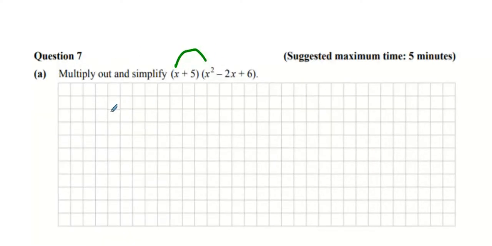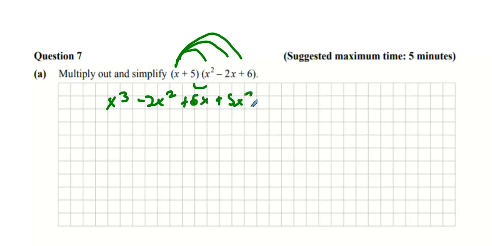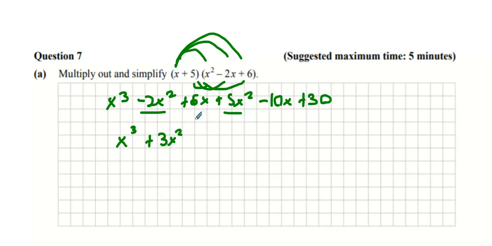Multiply this out. X times x, x cubed. X times minus 2x squared. X times 6 is 6x. 5 times x is 5x squared. 5 times minus 2 is minus 10x. 5 times 6 is 30. X cubed, and then we have minus 2x squared plus 5x squared is plus 3x squared. 6x take away 10x is minus 4x. And that's your plus 30 right there.